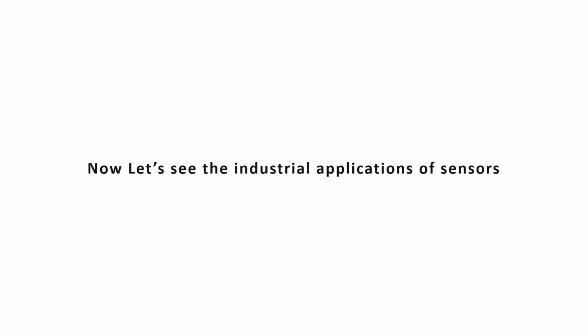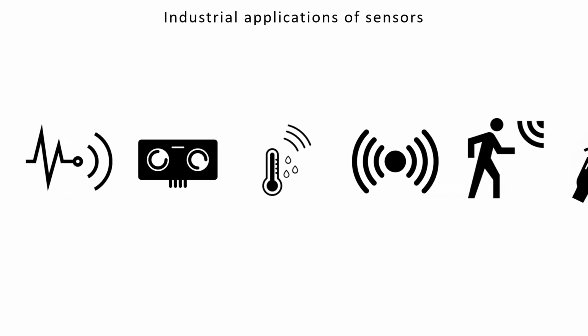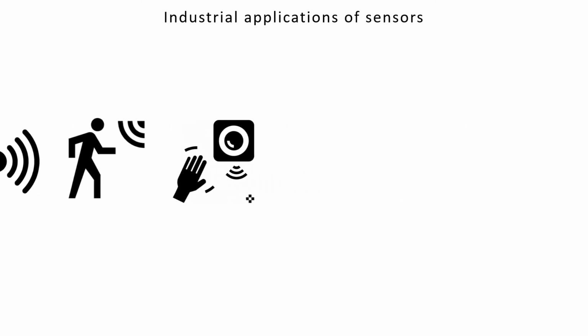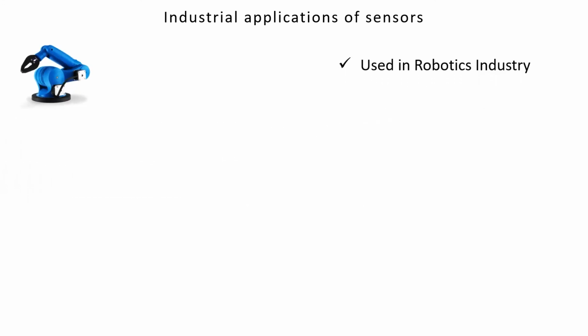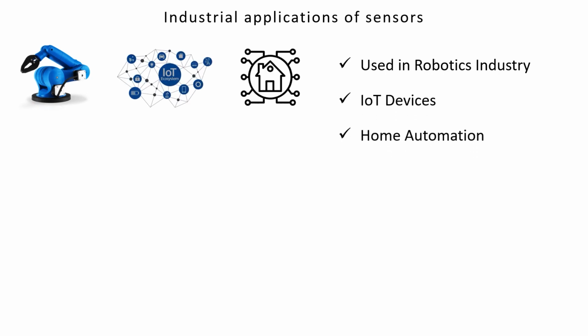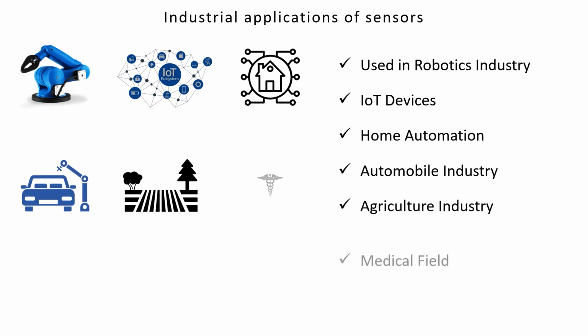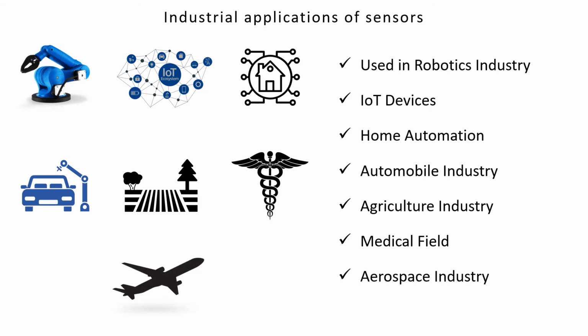Now let us see the industrial applications of sensors. Sensors are widely used in various industries. Let's take a few examples. They are used in the robotics industry. They are also used in making IoT devices. Sensors are widely used in home automation, automobile industry, agricultural industry, the medical field, and the aerospace industry.